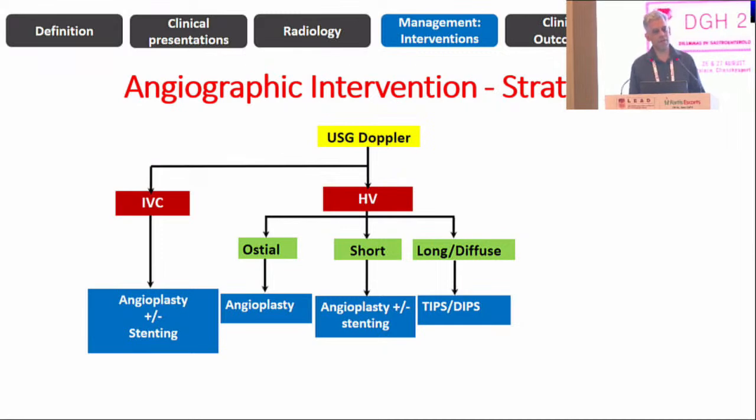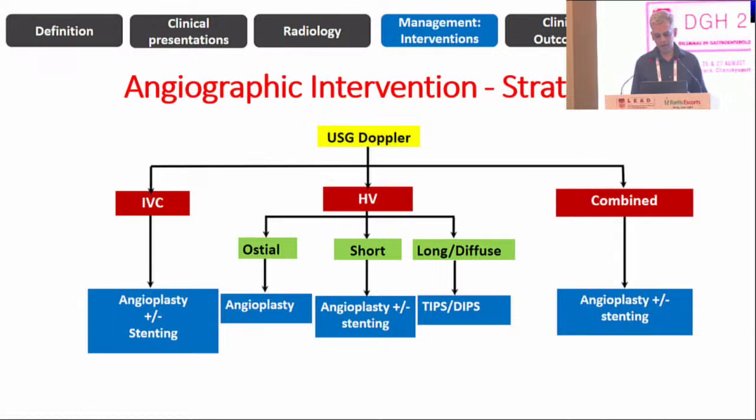When no hepatic vein is seen, you do a DIPS. For the IVC, the first intervention is always a single angioplasty. In the second, if after the IVC angioplasty the patient comes back again with symptoms or there is restenosis, you do a stent. You don't need to do an IVC stent at the first go. Combined blocks, you need to manage both the hepatic vein block and the IVC block.